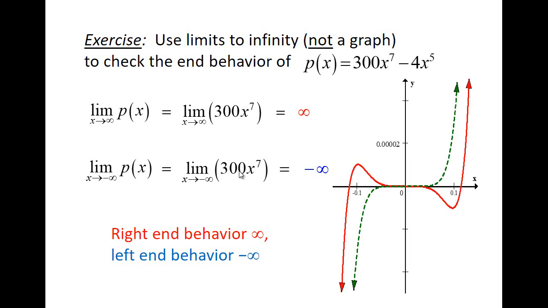Here's how the graph of this function looks. The green one is the graph of the leading term, and the red one is the graph of the polynomial. You can see that the leading term and the polynomial have the same end behavior.